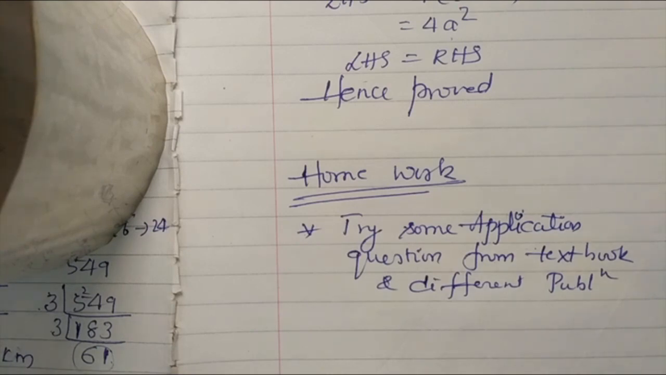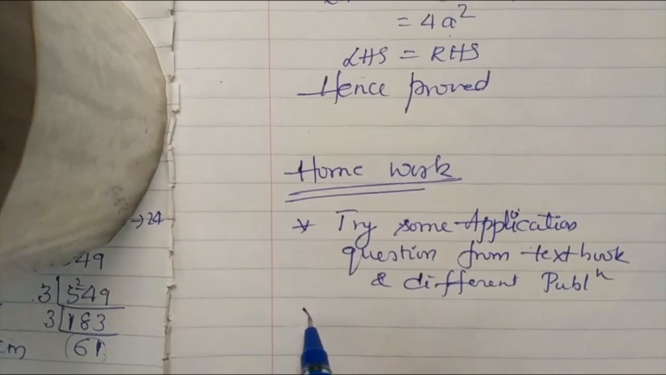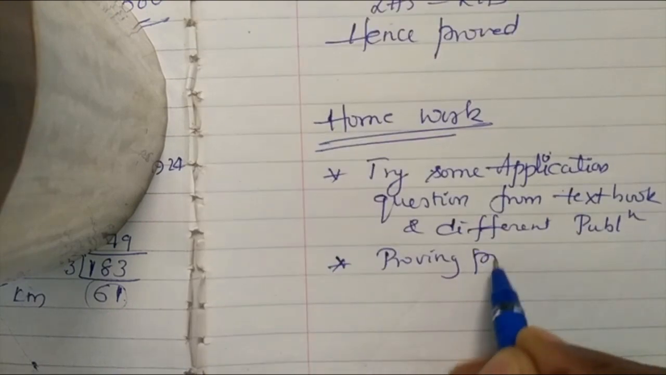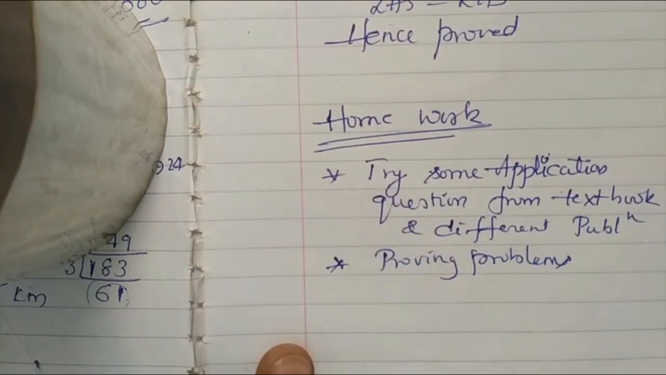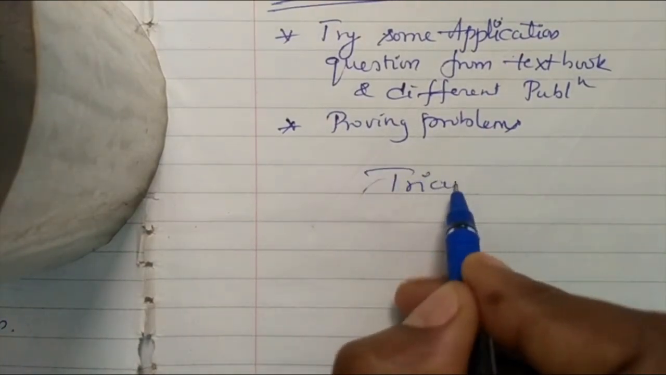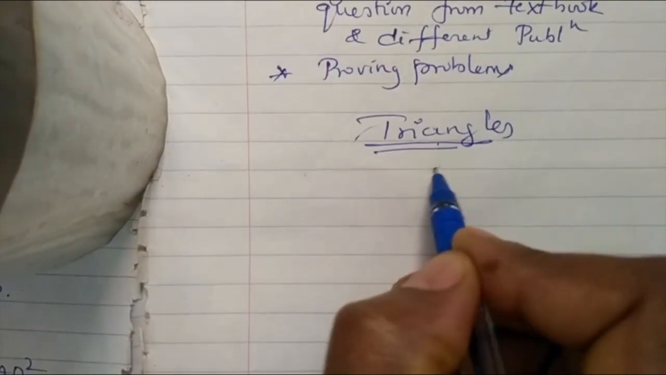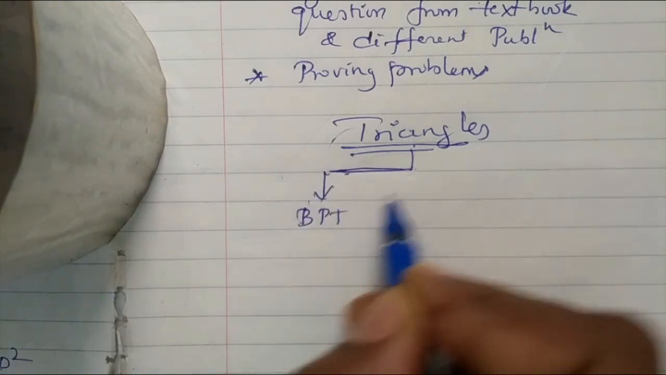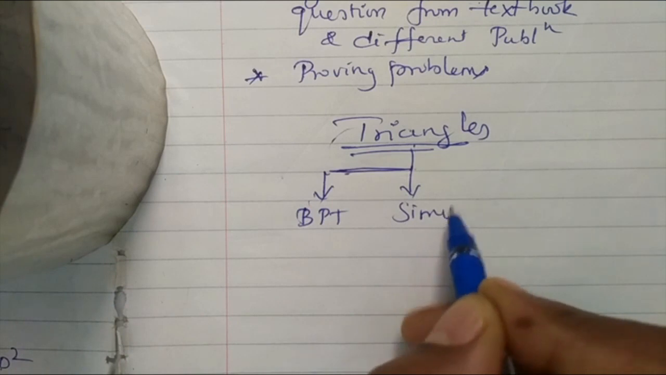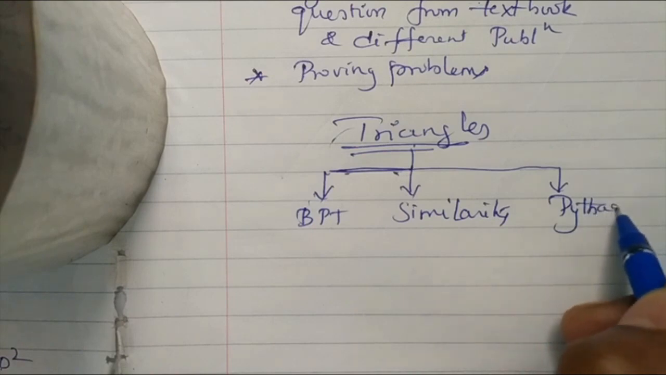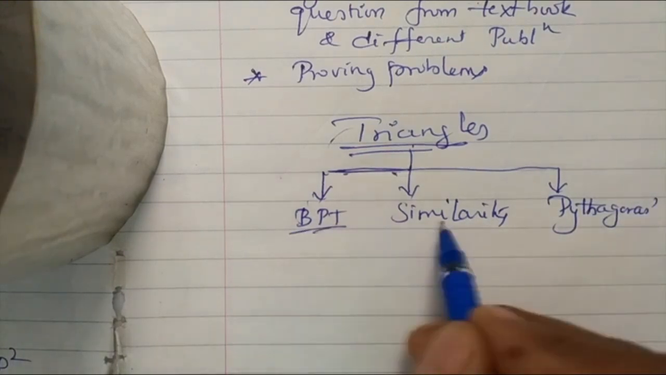From there, if you find some other application problems, try and get the result using Pythagoras theorem, and also try proving problems. Don't get confused by the proving problems, because in the triangle chapter, mainly we are dealing with the BPT concept and the similarity concept. The third one is the Pythagoras theorem concept. So there are three concepts.